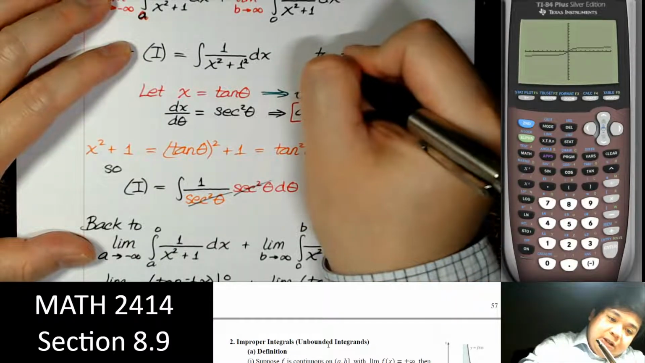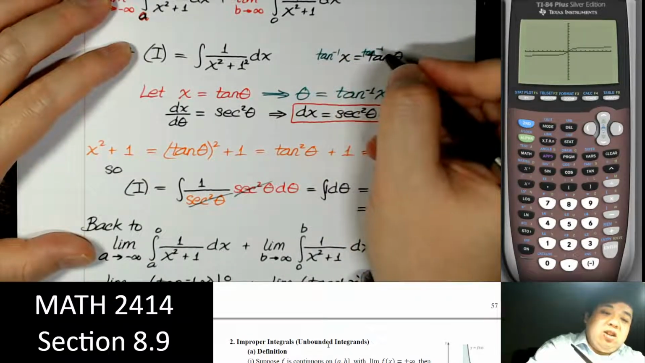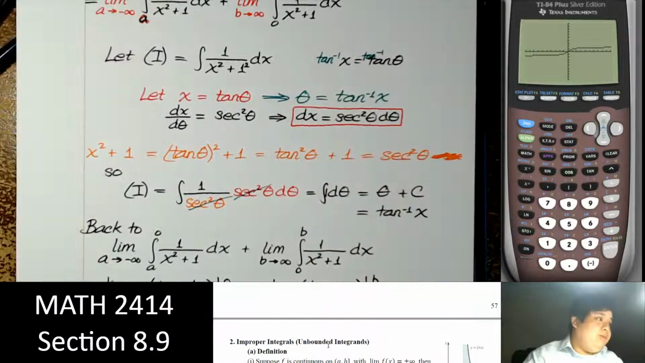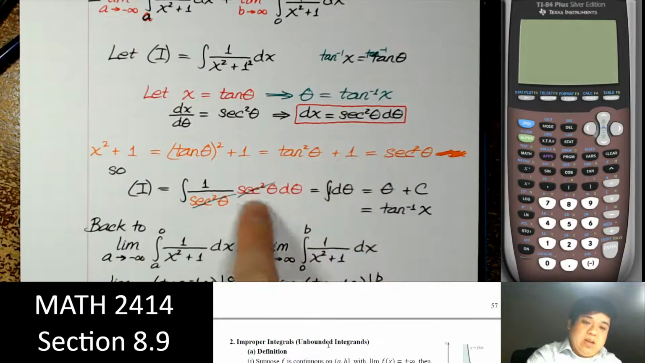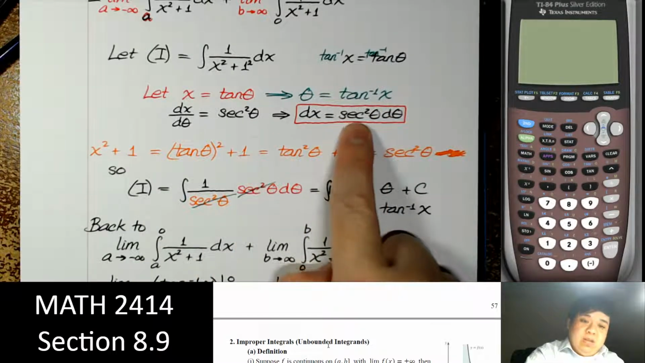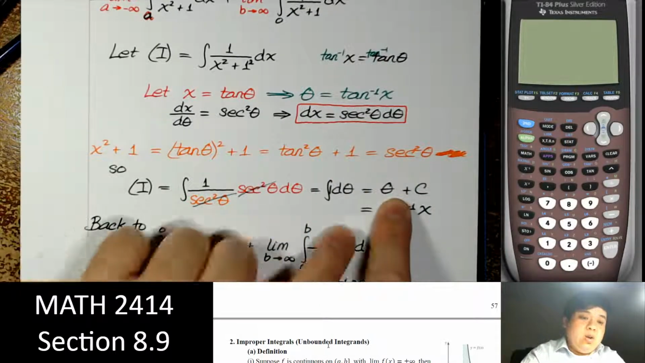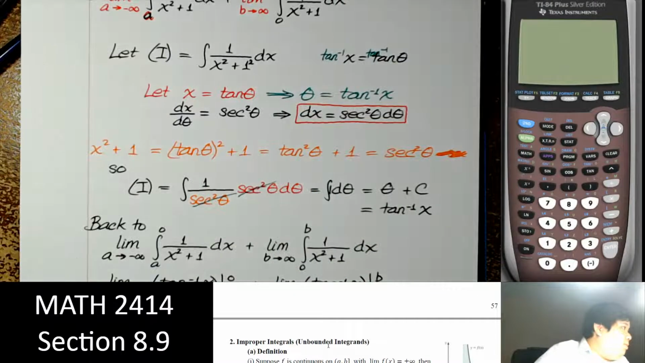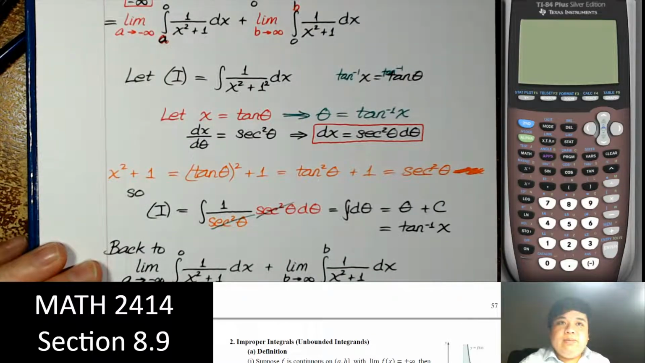I take the tangent inverse, and tangent inverse and tangent cancel out. That's what we end up with. So of course the secant square does not go to equal tangent inverse. It is because it cancels with the secant square in dx, and that gives us theta, which is tangent inverse. I should zoom out.